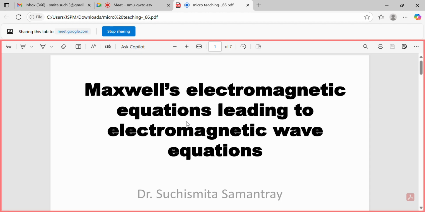Also, it has the characteristic of conservation of energy. It follows the energy conservation rule as stated by Poynting. That also we can see mathematically by using Maxwell's electromagnetic equations. Today we will discuss how the existence of the electromagnetic wave is theoretically possible with the help of Maxwell's electromagnetic equations.